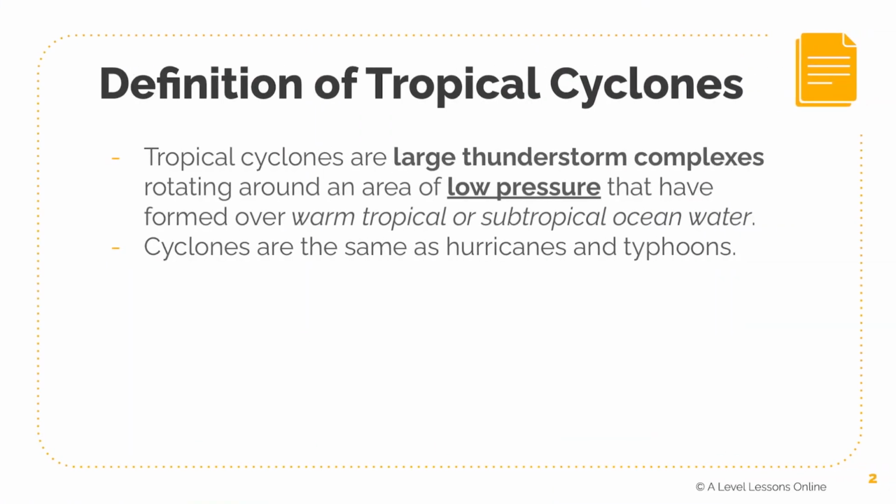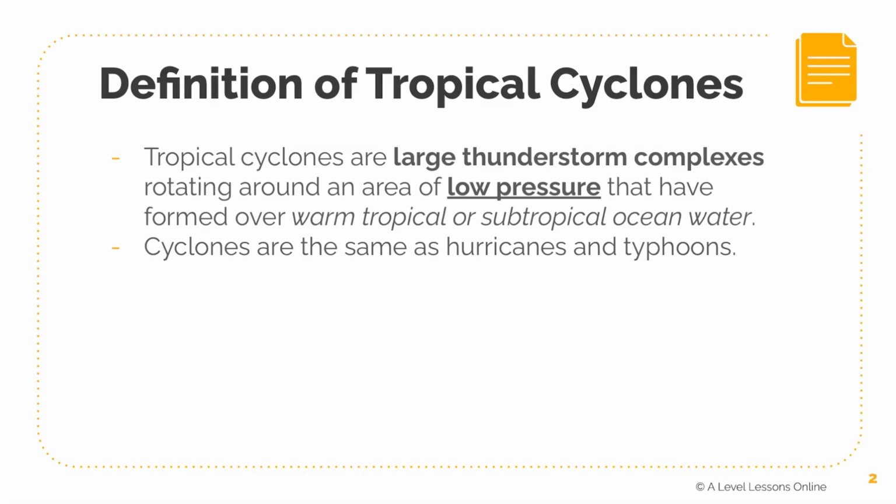Firstly, let's go through the definition of tropical cyclones. We're looking at tropical cyclones, so we're not going to be looking at cyclones that occur in your higher latitude areas, or in areas outside of the tropics. We're looking just specifically within the tropics, at cyclones that occur as a result of tropical characteristics, be it your humid tropics or your arid tropics.